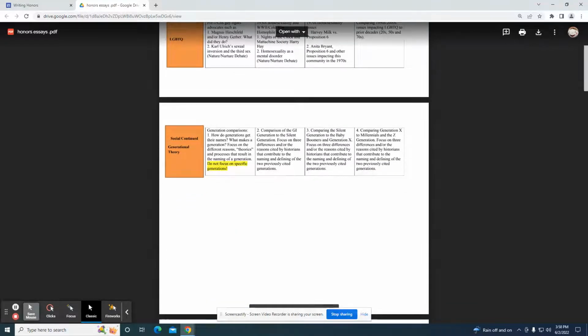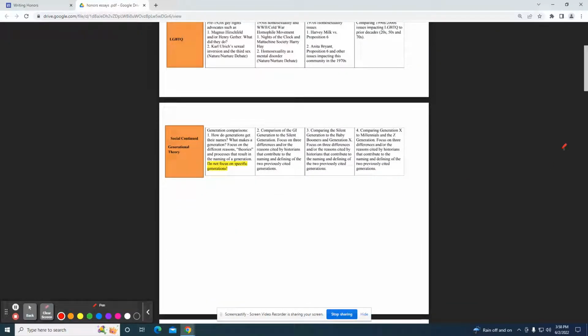We're going to look at this essay comparing Generation X to Millennials and Gen Z. And again, you want to focus on 3 differences or the reasons cited by historians. You must reference historians in your research. It just can't be, oh, Gen Z is about technology, millennials have technologies, and Gen X don't. And do not make the mistake of calling Gen X baby boomers. Baby boomers would be the decade before.